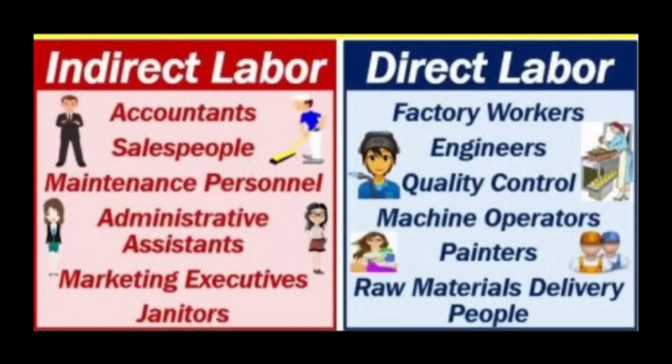So let us take a look at the chart. Factory workers, engineers, quality control, machine operators, painters, and raw material delivery people are all direct labor because they were involved somehow in the production process.